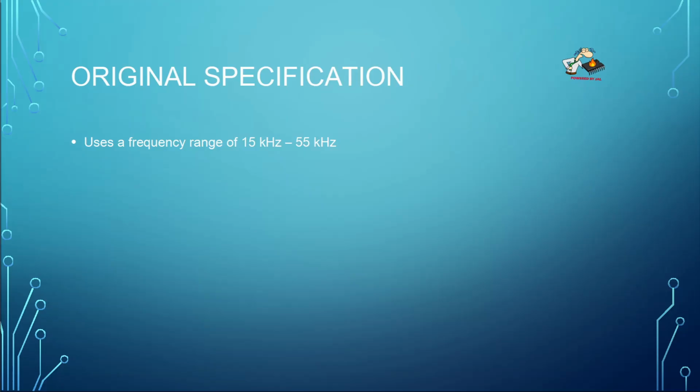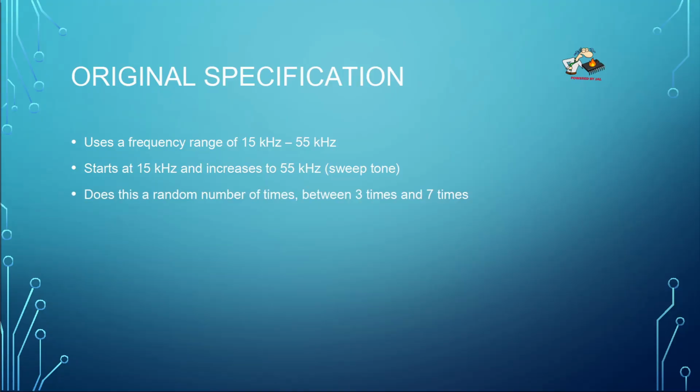So the specification of this device, it uses a frequency range between 15 kHz and 55 kHz. It's ultrasonic. And it starts at 15 kHz and then it increases to 55 kHz. So there's a sweep tone. And it does this a random number of times, somewhere between 3 and 7. And then it repeats this pattern every 2 minutes. And the reason for the changes in the tones and the repetitions is because the Stone Marten can get used to one pattern and then the device would not be effective anymore.